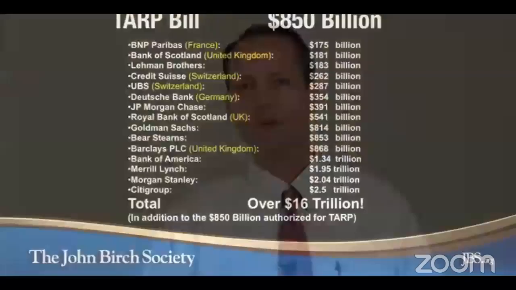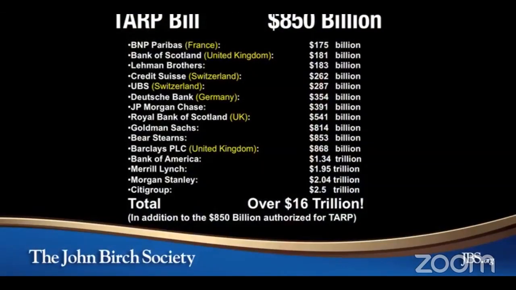Let's first start into where the TARP bill money was spent. Remember, it passed as $850 billion. And as we start digging into where some of that money has gone, we find BNP Paribas, a bank out of France, received $175 billion of it. That's a massive amount of money of our $850 billion to go across to foreign shores. And the next one on the list, Bank of Scotland, yet another foreign bank, getting $181 billion. Lehman Brothers, hey, at least they're local, right? $183 billion. Unfortunately, that investment, they still went bankrupt. Good investment there. The next one we find on the list is another foreign bank, $262 billion.